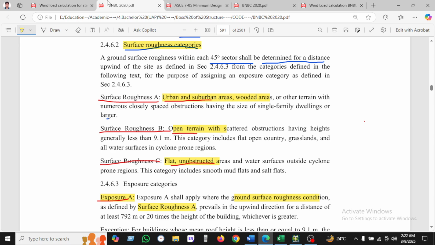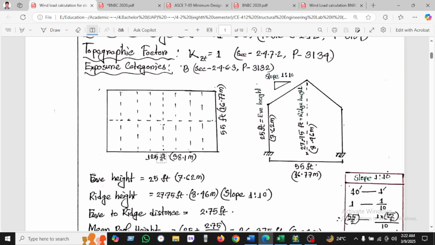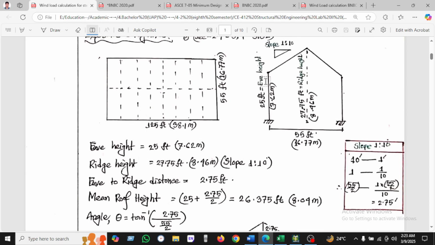Okay, now this is our steel shed building we have seen here. The length is 125 feet and the width is 55 feet. So we can see this is the eave height. How did we get this eave height? This is the eave height, and the maximum height is called the ridge height. This is the ridge height.